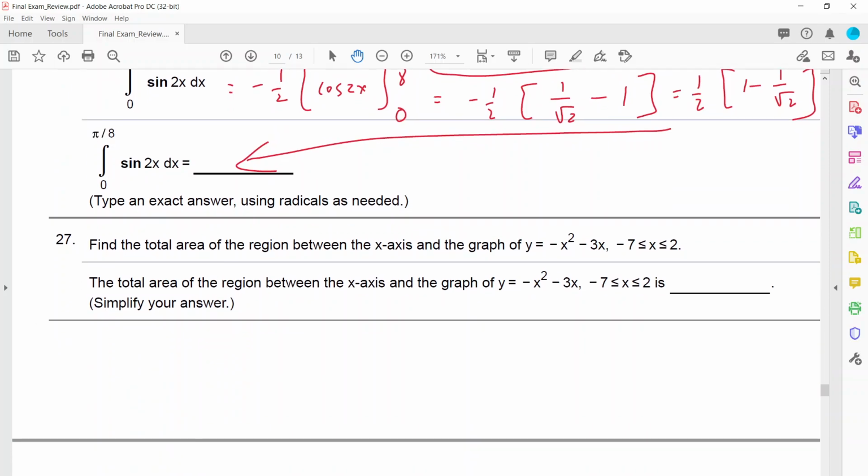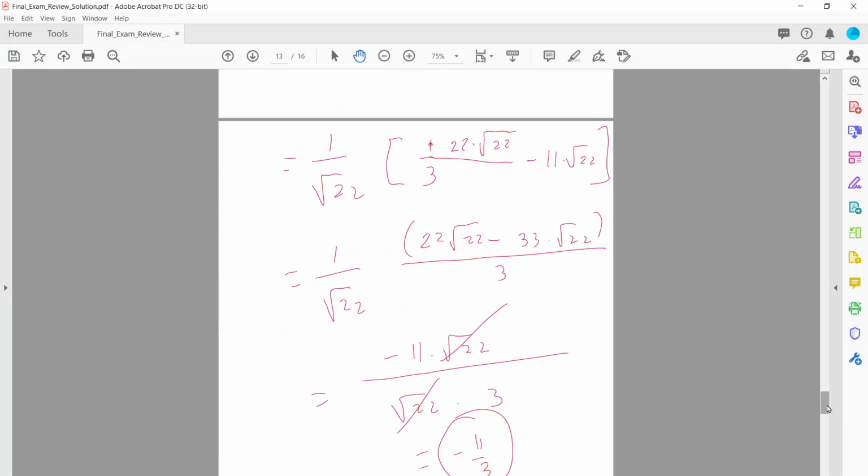Now for problem 27, for finding the area of the region bounded by the x-axis and this curve. First of all, you have to know how to draw the graph of this curve, and you need to see where this curve is above the x-axis or below the x-axis. Because if this curve is below the x-axis, you can find the area by finding the integration and making it positive. So problem 27.